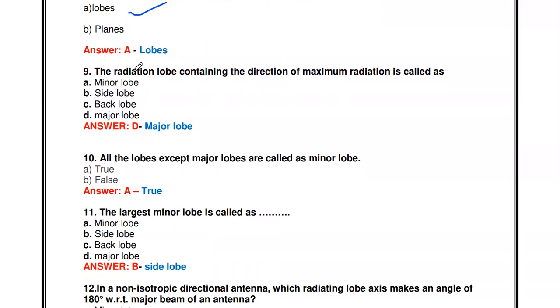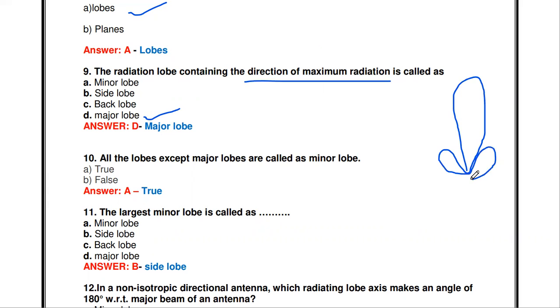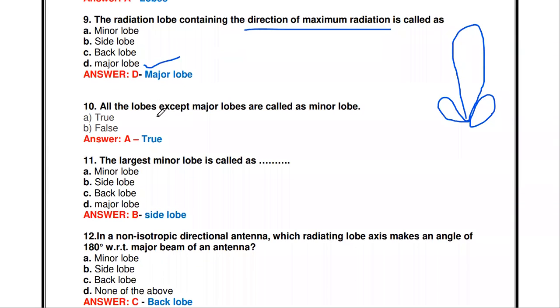The next one: the radiation loop containing the direction of maximum radiation is called minor loop, side loop, back loop, or major loop. Major loop. So the radiation loop that contains the direction of maximum radiation, for example, if the radiation pattern is like this, this indicates the direction of maximum radiation. This loop we call the major loop, or main beam. That is another name.